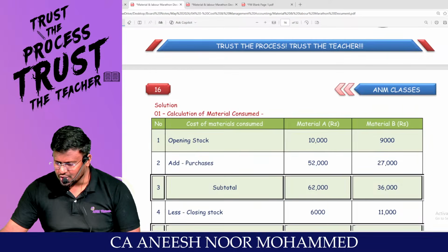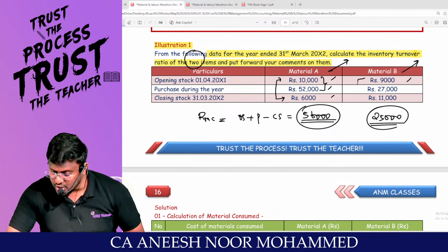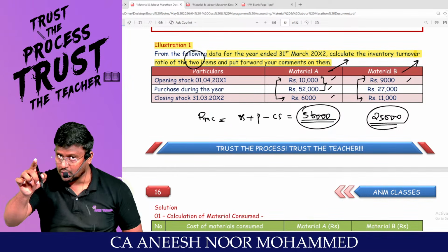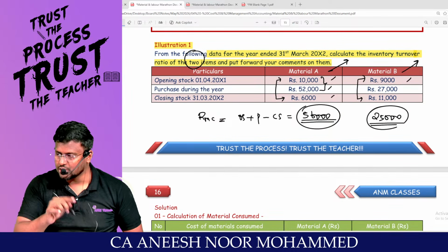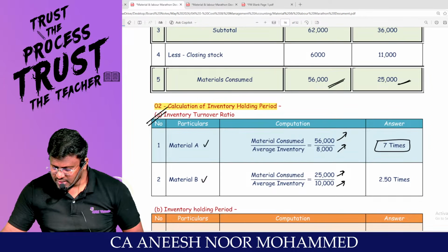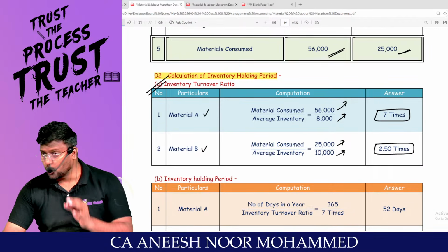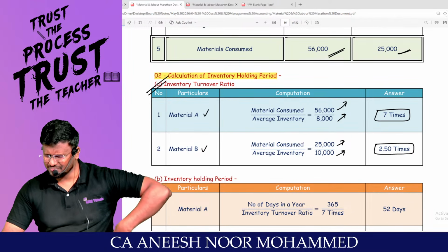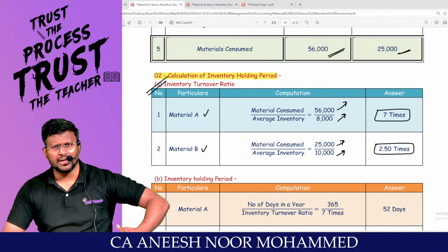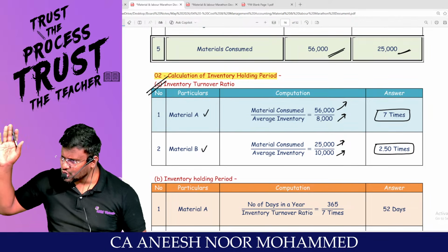Whereas my average stock, which is opening stock plus closing stock divided by 2, you tell me 9,000 plus 11,000, which is 20,000, divided by 2, na? Sir, 10,000. So 25,000 divided by 10,000, it's only 2.5 times, slow moving. Because maximum time that material was there in the stores.